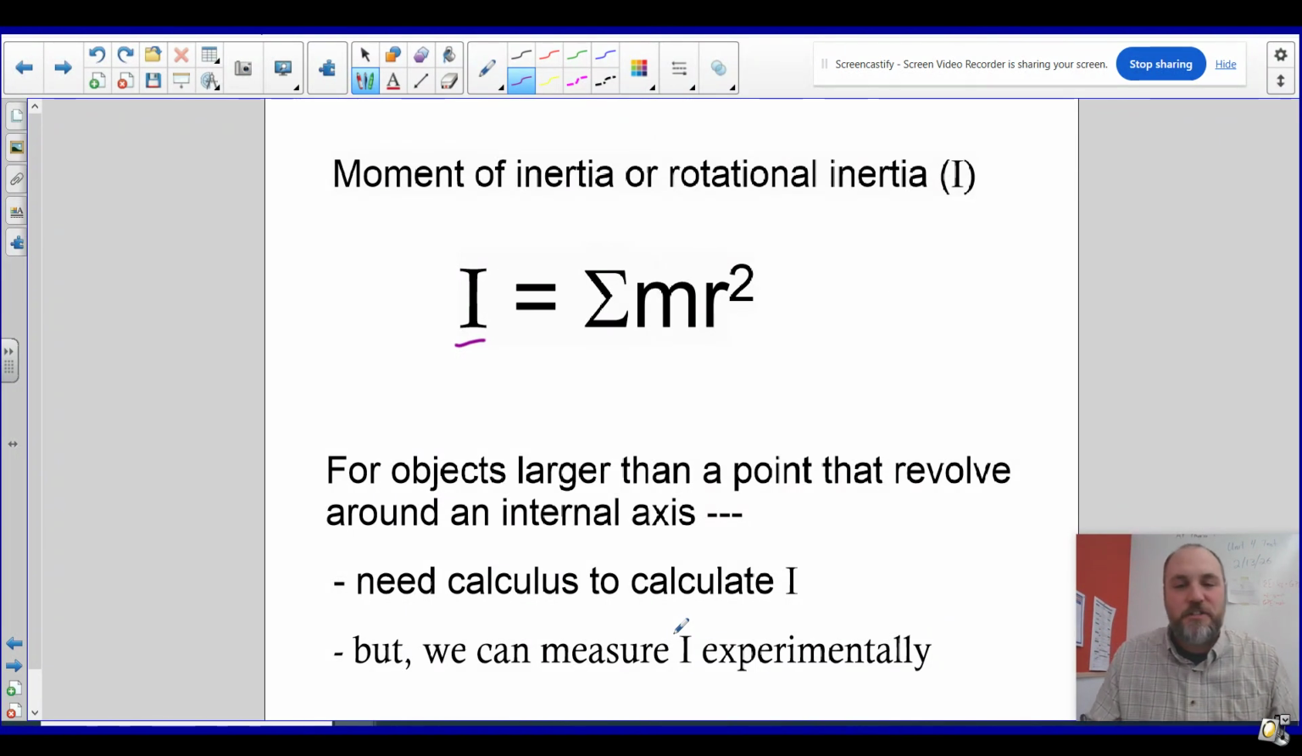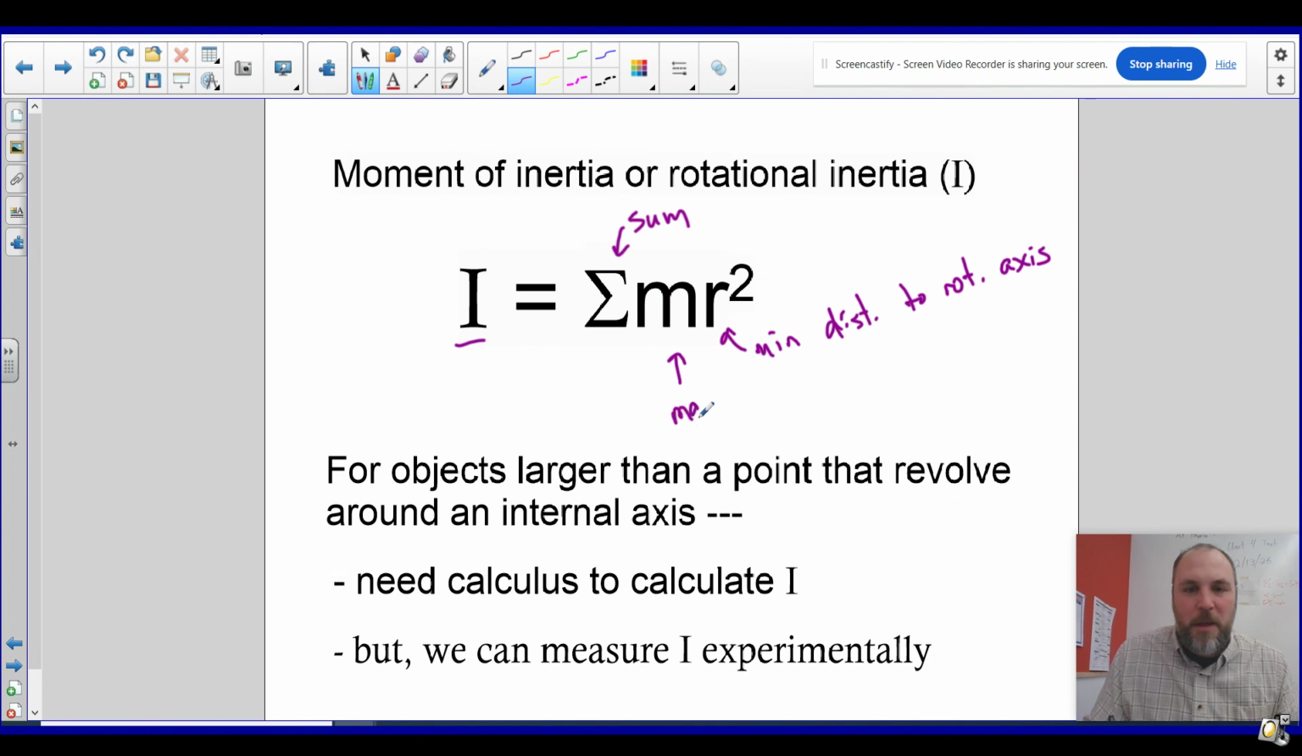So that equation, the sum of the mr squareds: we know that the big Greek letter sigma just means sum. For a collection of masses that are revolving around an external axis, we'll just add up each mass times its distance to the axis squared. And this is the minimum distance to the rotation axis. And then m is just each mass. So for example, in our solar system, we could determine the moment of inertia of our entire solar system by taking the mass of each planet and then multiplying by their distance to the sun squared, and then adding them up all together.